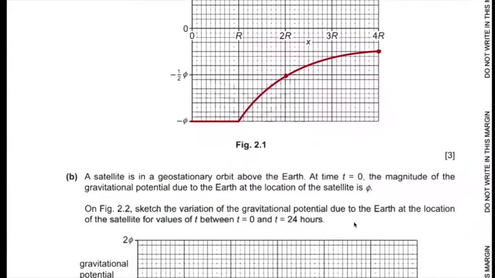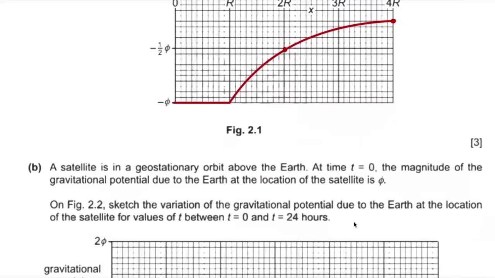A satellite is in a geostationary orbit above the Earth. Now this is a new part. At time t equals 0, the magnitude of the gravitational potential due to the Earth at the location of the satellite is phi. On 2.2, sketch the variation of the gravitational potential due to the Earth at the location of the satellite for values of t between 0 and 24 hours. Okay, so a geostationary orbit, what does that mean? We have some conditions for it.